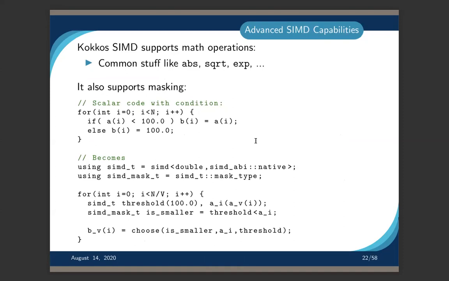There's a bit more. So Kokkos SIMD supports all kinds of math operations. So we have things like abs and square root and exponential, etc. So that's all there. And it also supports masking. Masking is something you need if you have conditionals in your code. For example, think about this kind of scalar code, right? You have this for loop over n, and you say, if a[i] is smaller than 100, then set b[i] to a[i], otherwise set b[i] to 100, right? So essentially you set it either to a[i] or to the maximum threshold. It's kind of like a hard cutoff at the top. Now, this is actually something people do in signal processing, and that's where that example comes from.